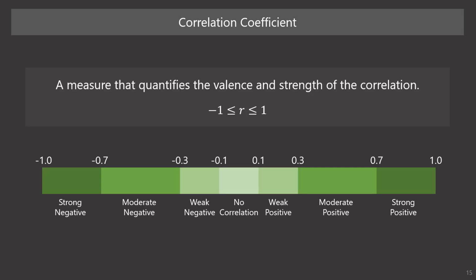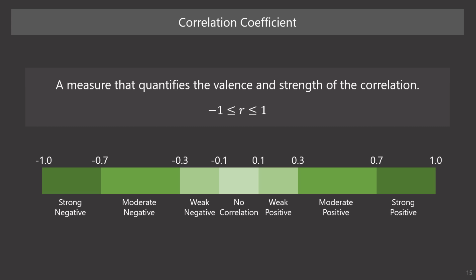To quantify the strength of correlation, we can use the correlation coefficient. A correlation coefficient is a measure that quantifies the valence and the strength of the correlation. It is usually denoted as R. The correlation coefficient ranges from -1 to 1. The larger its absolute value is, the stronger the correlation is. The correlation strength means the degree to which the relationship between two variables can be approximated by a straight line.